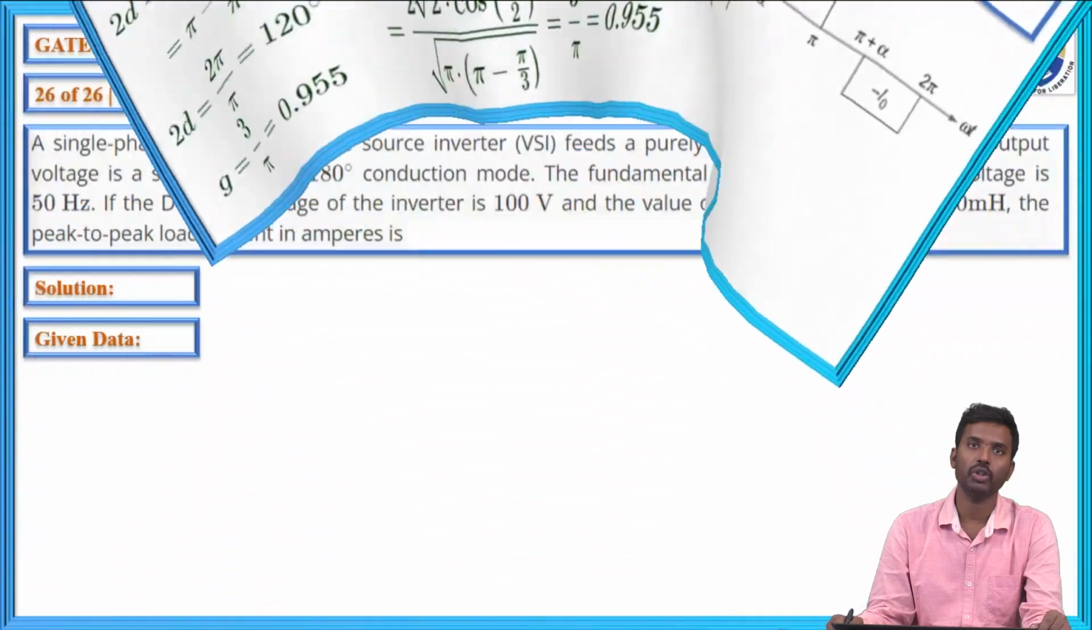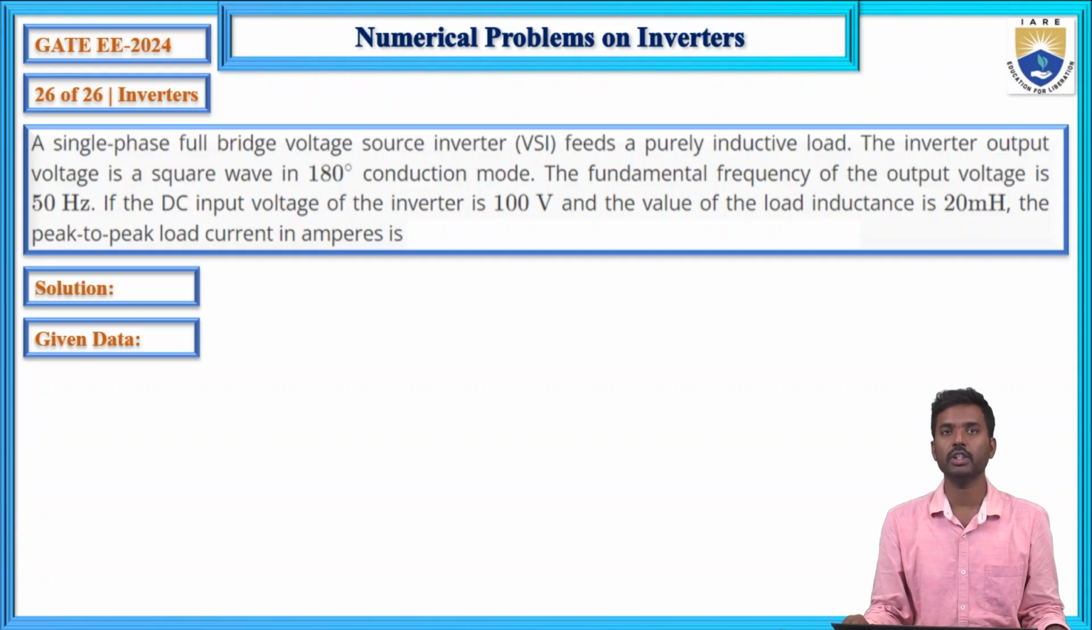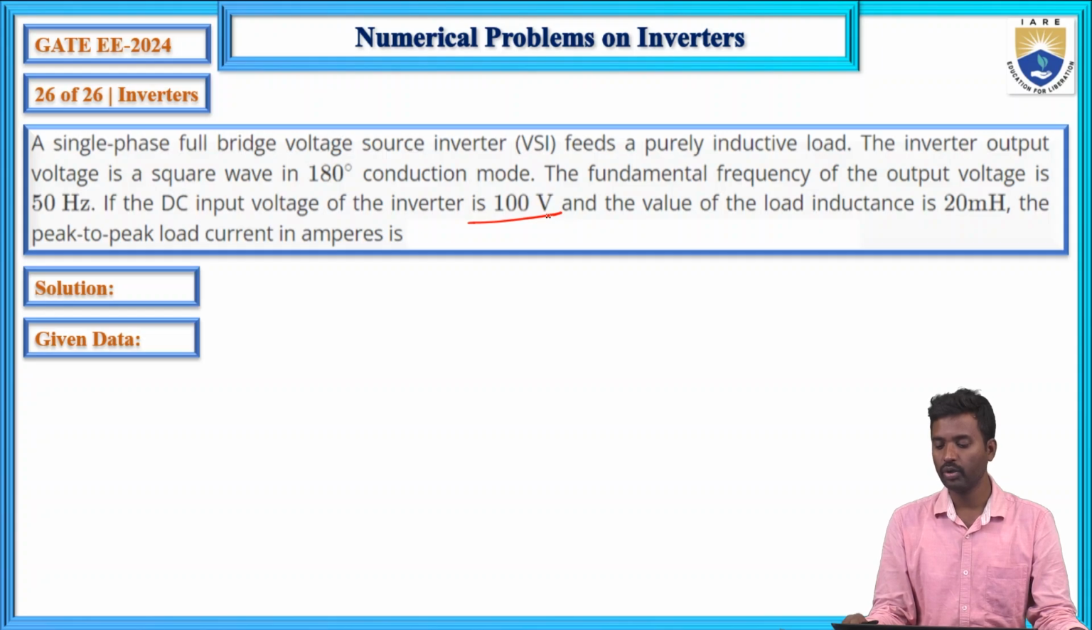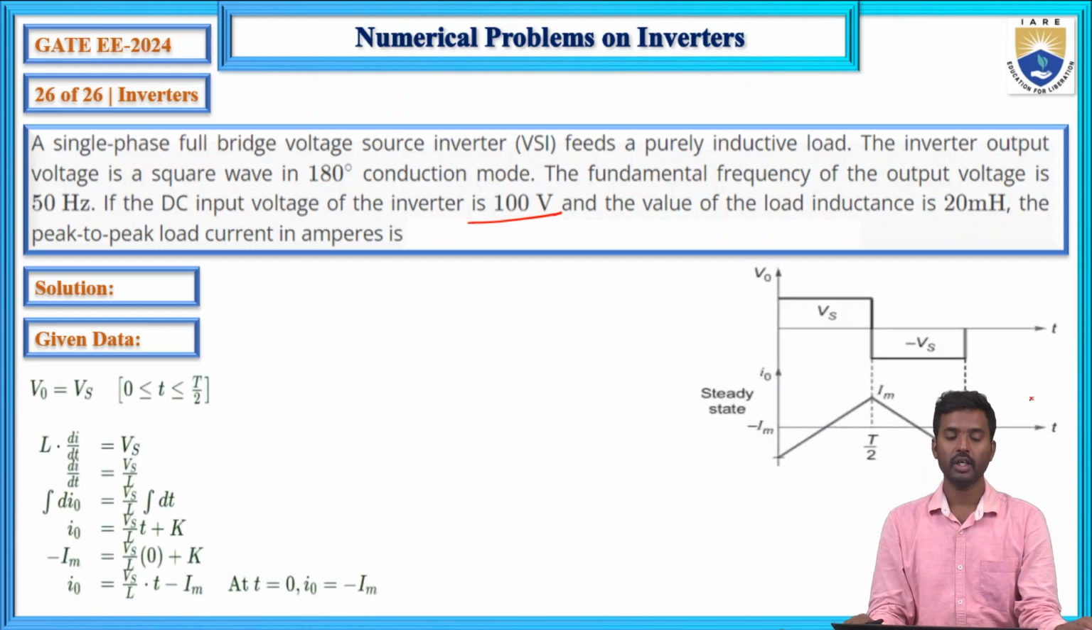Now the last question. A single phase full bridge voltage source inverter feeds a purely inductive load. The inverter output voltage is a quasi square waveform in the 180 degrees conduction mode. The fundamental frequency of output voltage is 50 Hz. If the DC input voltage of the inverter is 100 volts and the value of load inductance is 20 millihenries, the peak to peak load current is asked. Peak to peak current we already discussed.